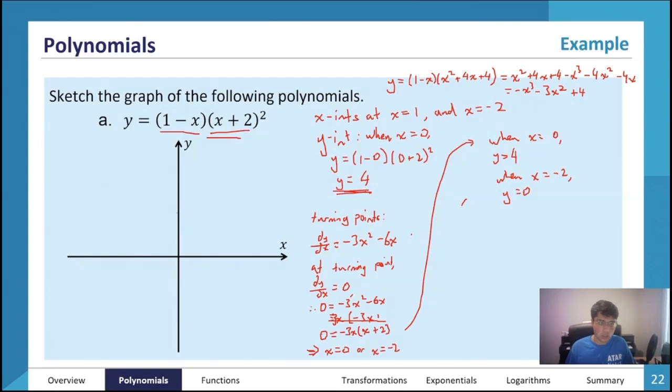So we have a y-intercept at 4. We have that there. So I'm going to label this 0 and 4. We have an x-intercept at 1, which is right here. This is 1 and 0, and then we have an x-intercept also at negative 2. Something we should remember is this is a turning point as well.